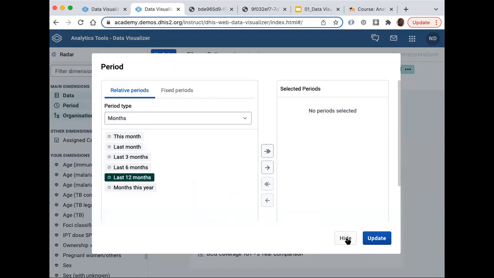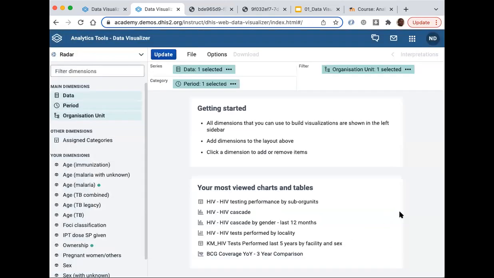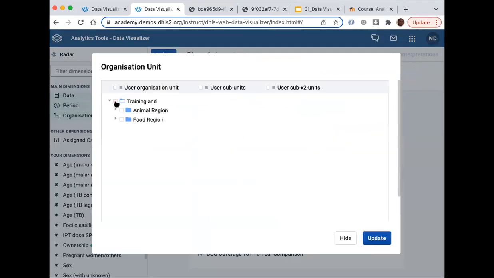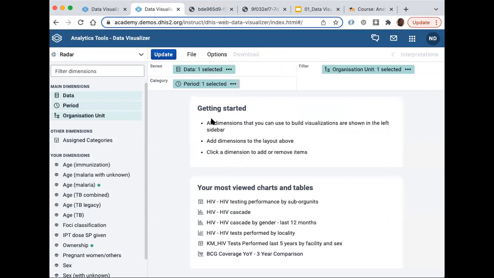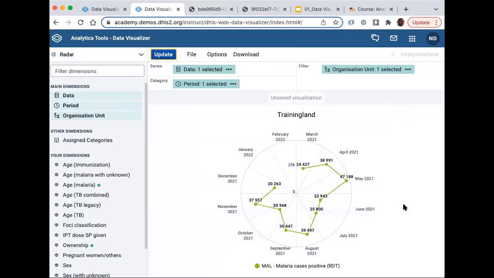You update your height or not update your height after selecting. And the organization needs, we want it to now look at the whole training land or for the whole country, which is selected here. And you hide. Now you have selected everything, then you update. And when you update, you will be able to see your data type of chart. I'm showing you the highest, the more that goes to the end will be the highest, and then the inner one will be from zero to the highest of that. So basically that is how this works.